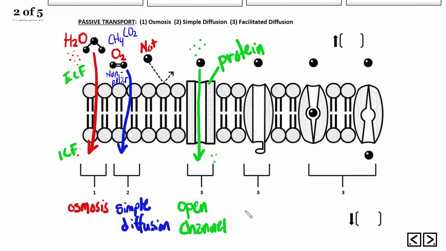Now this one is going to be a gated channel, and this part here represents the gate. So in this case, the ion, let's say, this could be sodium, potassium, chloride, whatever it is, or glucose even, is going to come down here, and the gate is going to swing open, and then the molecule or the ion is going to enter that way. So it is facilitated diffusion, but this is the gated channel model of how it would enter.